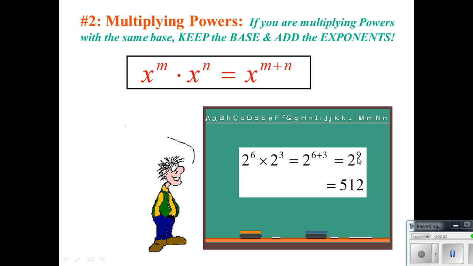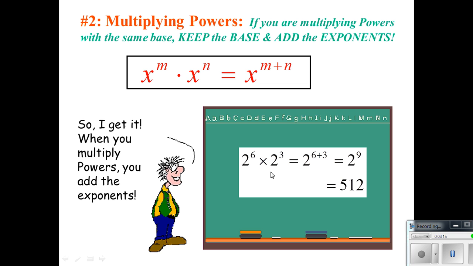And if you simplify 2 raised to 9, remember that law number 1 means I have 9 factors of 2. So you have to multiply 2 times 2 times 2 times 2, 9 times. And if you're going to do that, it will be equal to 512.